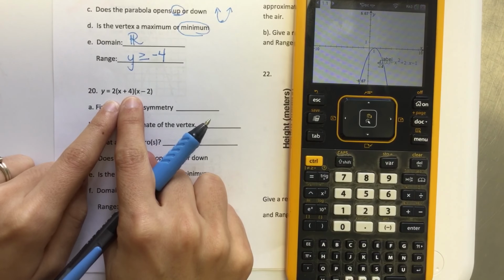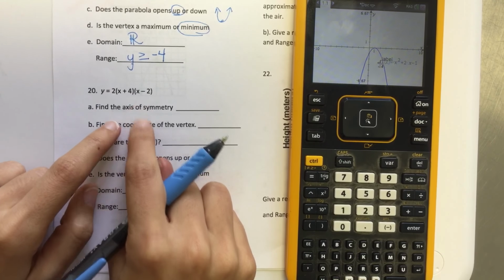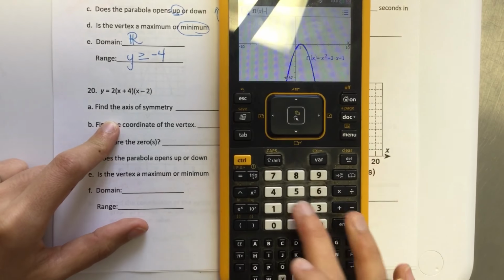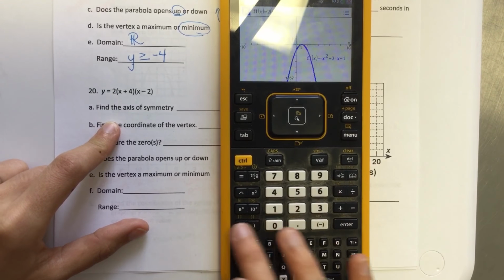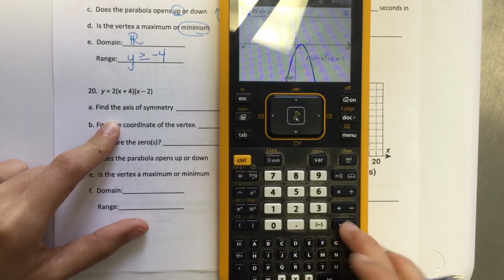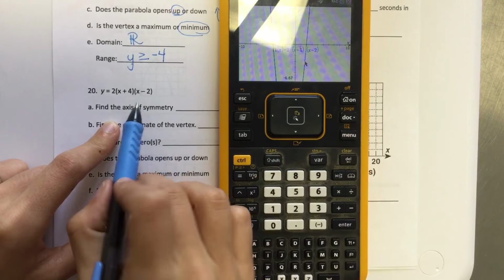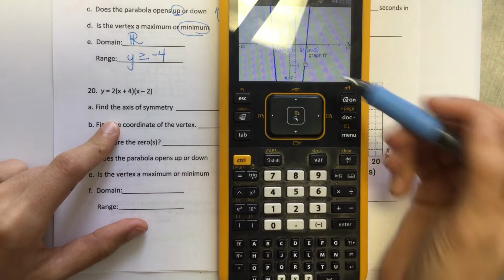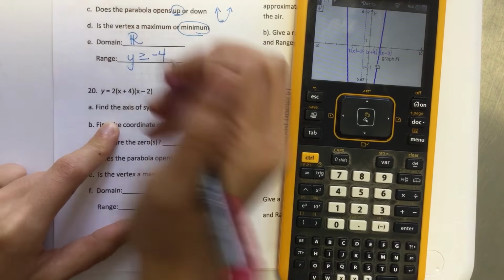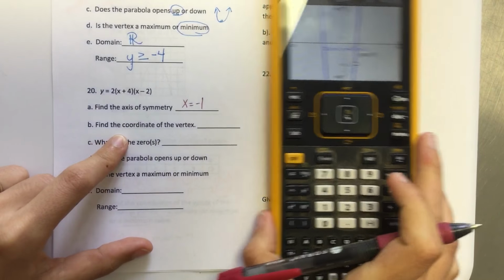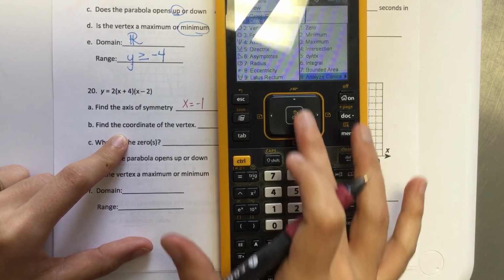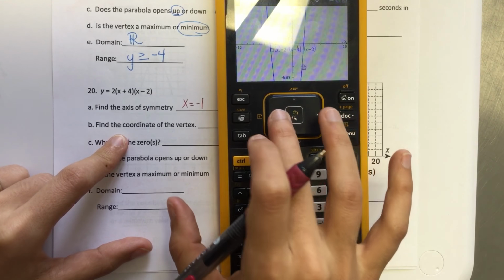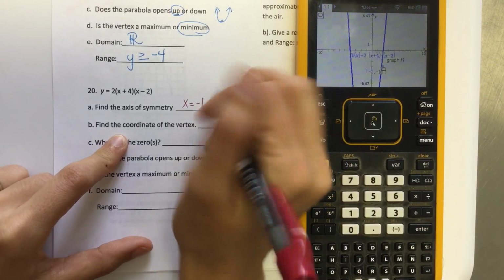All right, this one is in intercept form, so I can't really figure out what those are without my calculator. So I'm going to go ahead and type this in my calculator. So 2x plus 4, x minus 2. To do axis of symmetry, menu 6, 8, 4. And it tells me x equals -1. To find my vertex, menu 6, 8, 2. And it tells me my vertex is -1, -18.